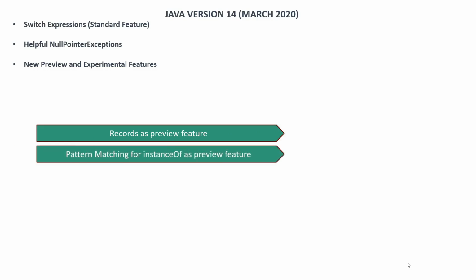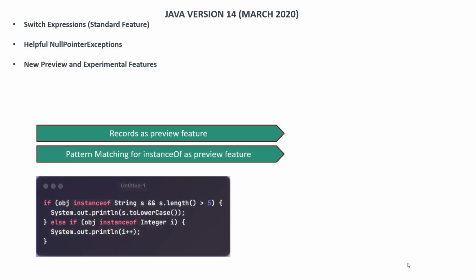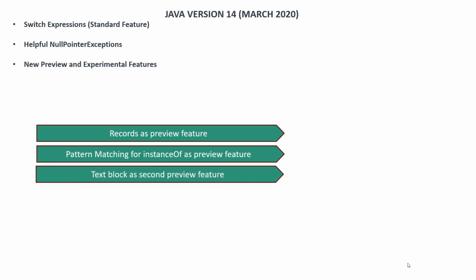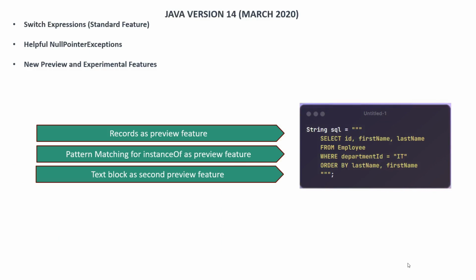Next, we got pattern matching for instanceof as a preview feature. This eliminates the need to cast to the target type after an instanceof check. Next is text block, which got a second preview feature. It is a new kind of string literal for multi-line strings, improving the readability of code that involves multi-line strings.